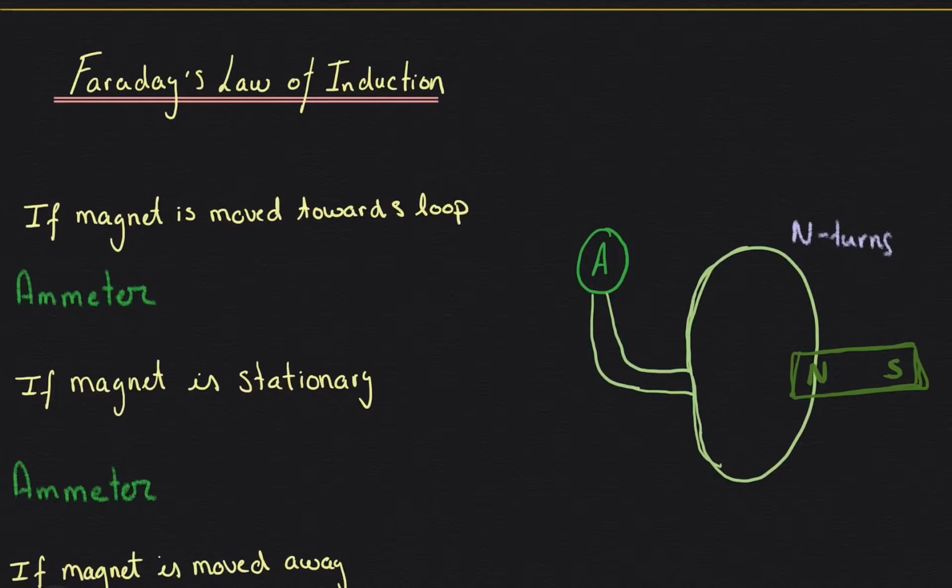So you can just have a loop rolled on itself n times, and you connect this loop to an ammeter. Remember, ammeters will be connected in series. Then you have a magnet. Here we have a north pole, and again we have a south pole. Remember, field lines leave one pole and enter the other pole. In this case, we're going to have two directions of motion. We're going to first make this magnet go towards the loop, and then we'll keep the magnet stationary, and then we're going to move this magnet away from the loop.